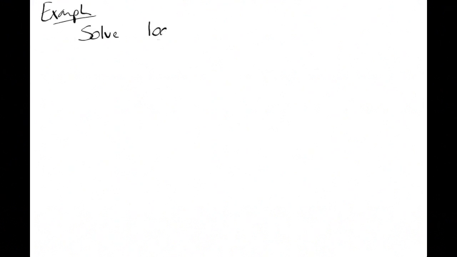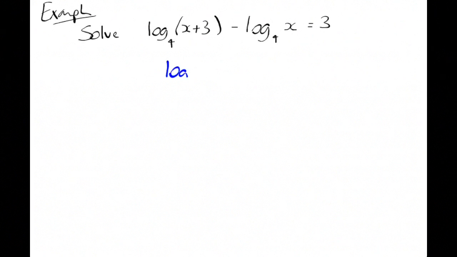Solve log to the base 4 of x plus 3 minus log to the base 4 of x equals 3. Here I've got a log base in, but notice not all of the terms have got a log in them. So I'm going to have to do something clever. Best thing for me to do is to combine my logs. So a log minus a log is the same as log to the base 4 of x plus 3 over x, and that equals 3.